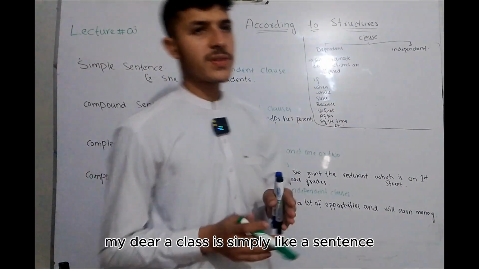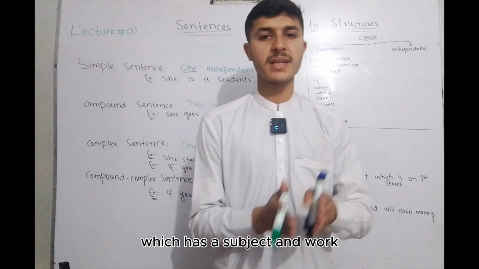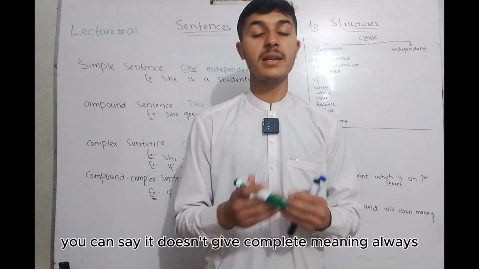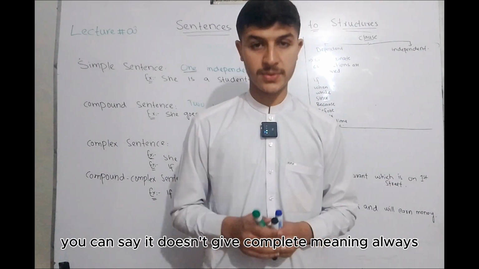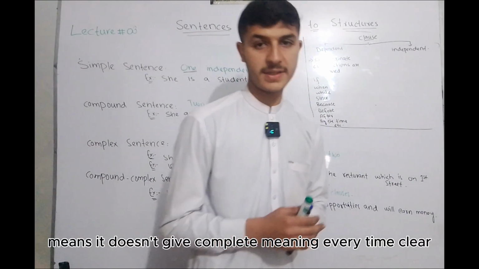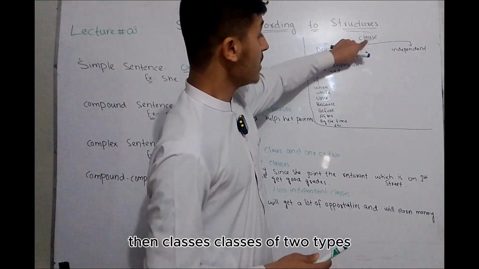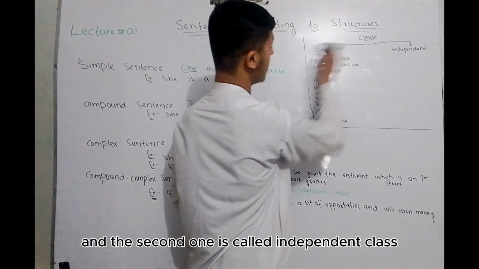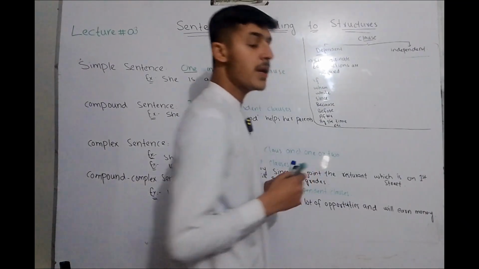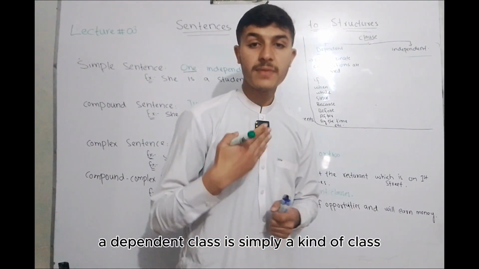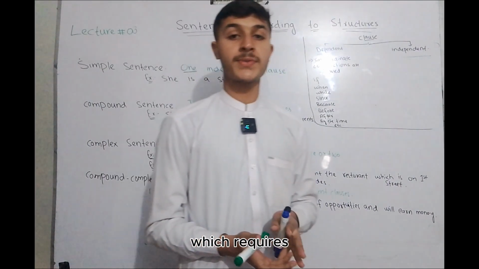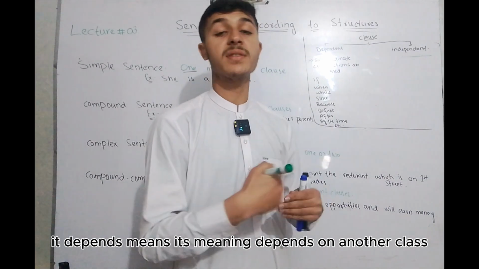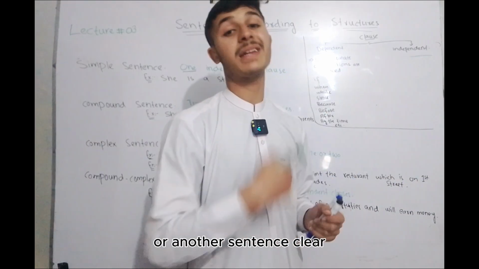My dears, a clause is simply like a sentence which has a subject and verb, but it doesn't always give complete meaning. Clear? There are two types of clauses. One is called a dependent clause, and the second one is called an independent clause. A dependent clause is a kind of clause which requires another clause to complete its meaning. Its meaning depends on another clause or another sentence.